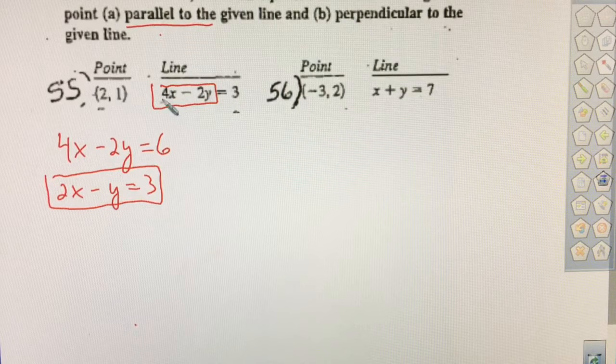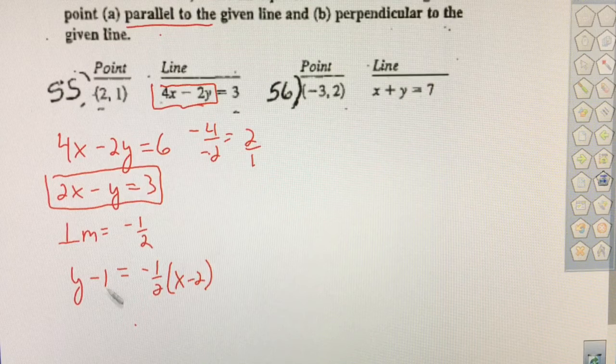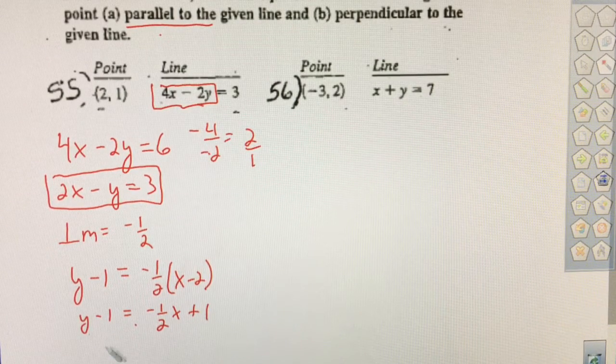So the perpendicular line: the slope of this is negative a over b for the parallel line. So if I find this slope, it's going to be negative 4 over negative 2, which equals positive 2 over 1. So the perpendicular slope is going to equal negative 1/2. And once I get that, I can either use this method or the point slope formula. I'm going to do point slope, so it's going to be y minus 1 equals negative 1/2 times x minus 2. Y minus 1 equals negative 1/2 x plus 1, add 1 to both sides, y equals negative 1/2 x plus 2.